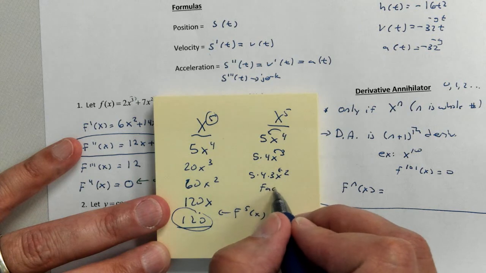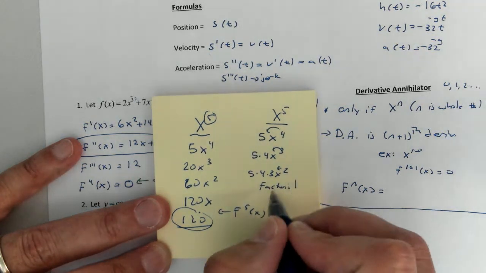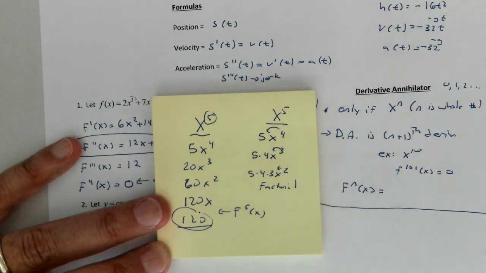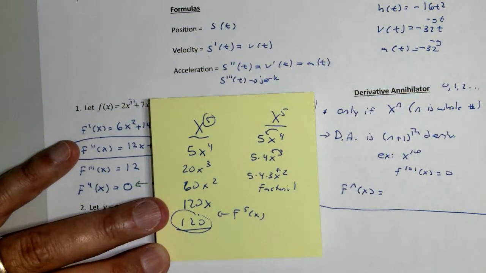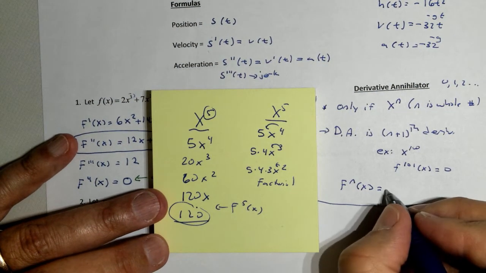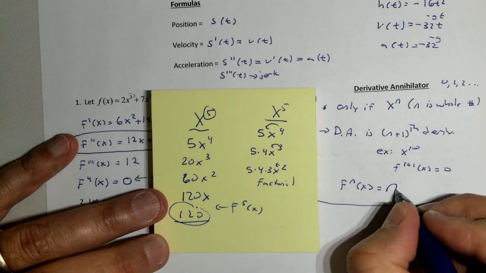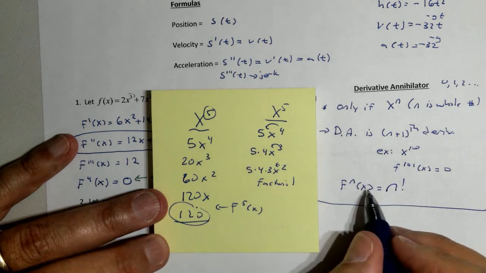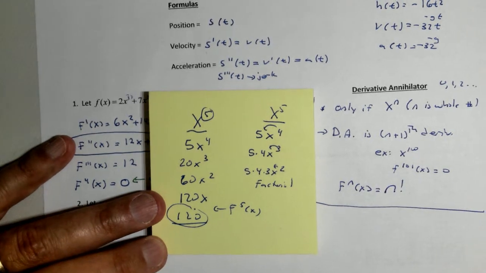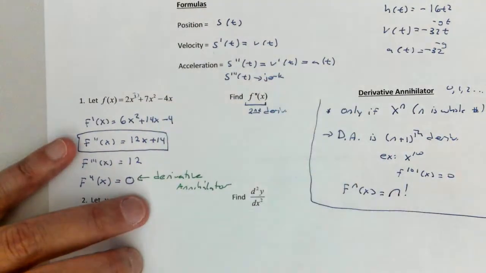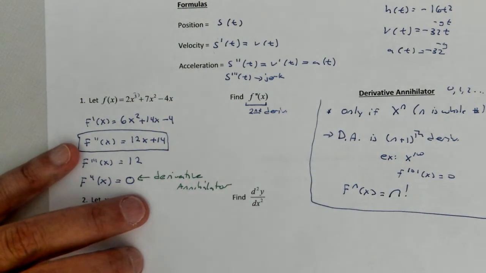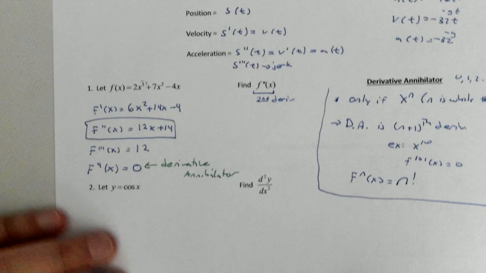This is a factorial. So what that tells me is that the nth derivative would just be n factorial. Whatever the power is, factorial. And that's our nth derivative for this. Kind of interesting, a little bit of a tidbit there. All right, let's have a little bit more fun.